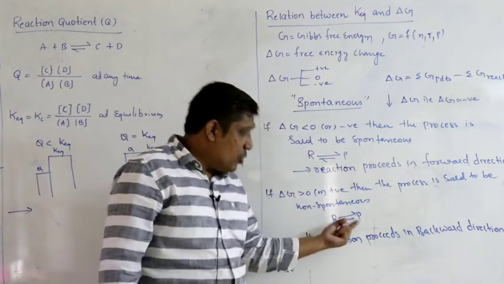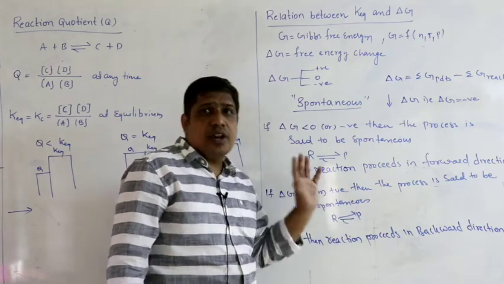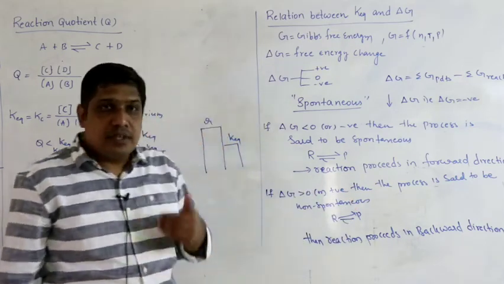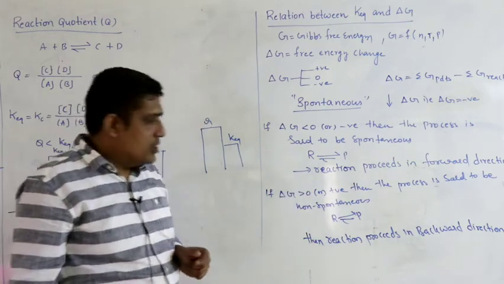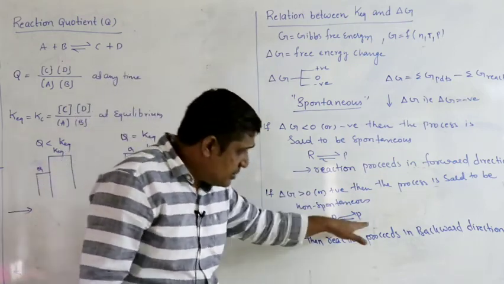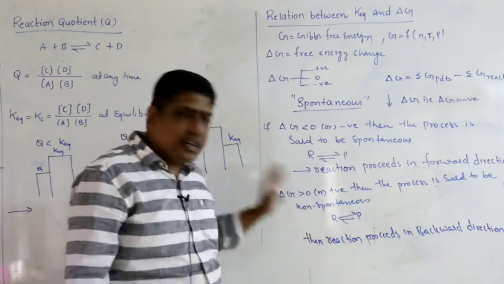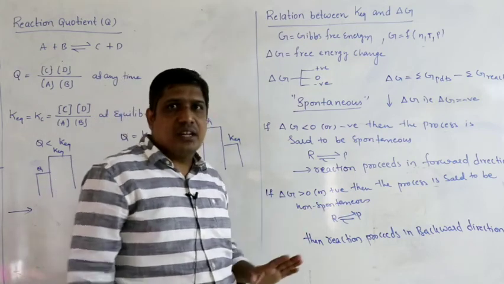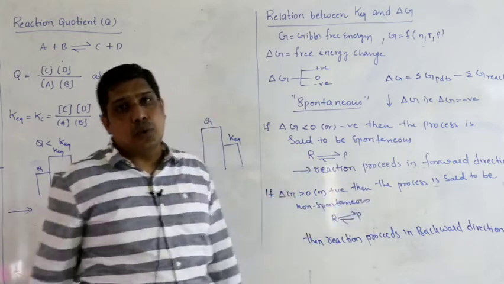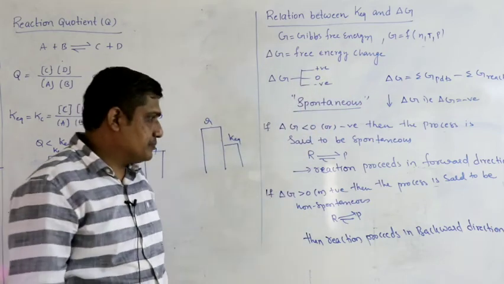Here products have more energy than reactants, that means it is moving from a less energy state to a more energy state. That means it moves from a more stable state to a less stable one, so it is non-spontaneous. In that case the reaction becomes spontaneous in the reverse direction. If you want to carry out the reaction in the forward direction, you have to use an external force. It can be an increase in temperature, increase in pressure, etc.